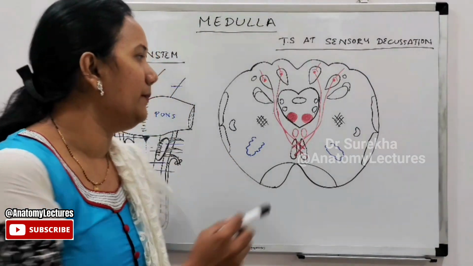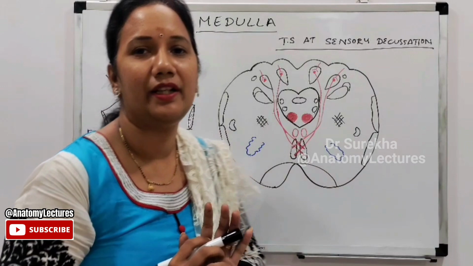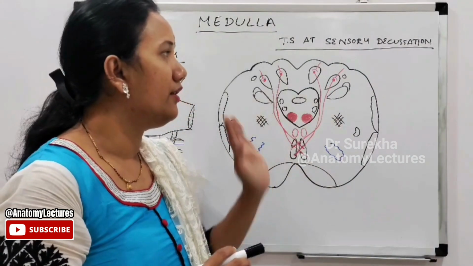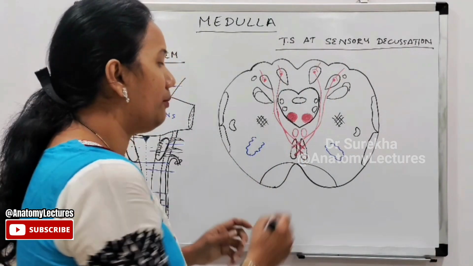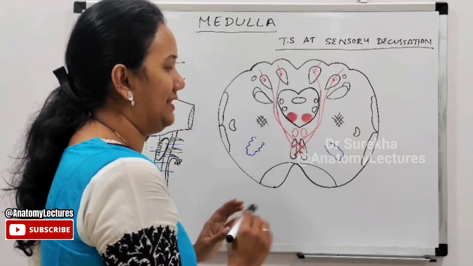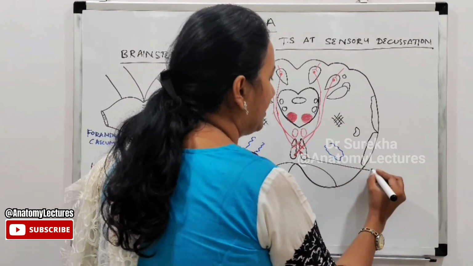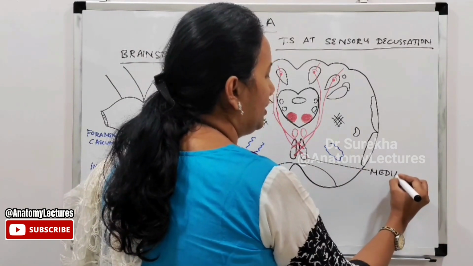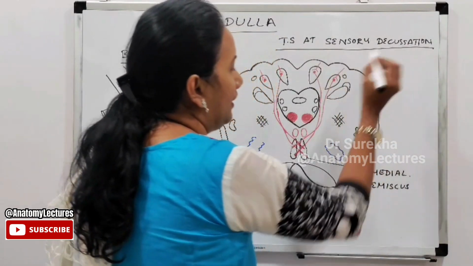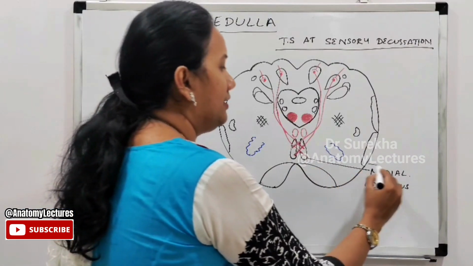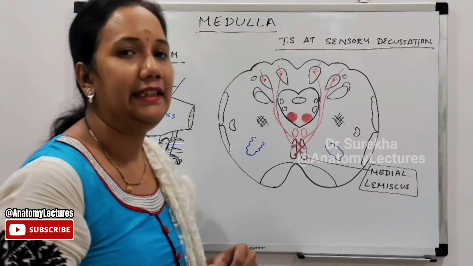If you see carefully, the grey matter is diminished in size and the majority is occupied by the white matter. So what are the features which we see in sections of the medulla at the level of sensory decussation? The most conspicuous feature which is seen is the formation of the medial lemniscus. This is the medial lemniscus. This is the important change occurring in the section at this level: the formation of the medial lemniscus. So we will go into the detail.